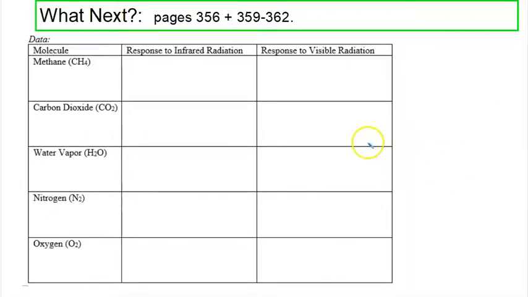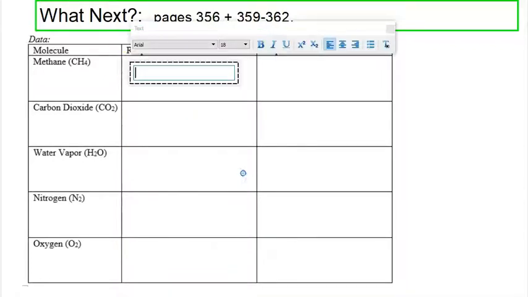Okay, so my little drawing board's not here, so I'm going to try to type and see how that goes. So methane, carbon dioxide, and water vapor, all three of these, absorb and re-emit.